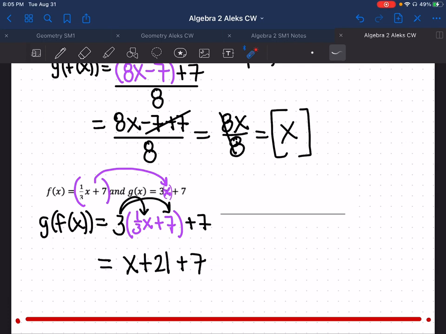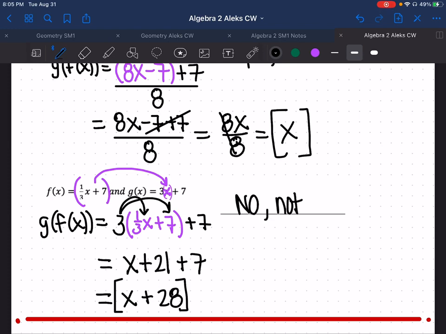All right, I'm going to go ahead and combine my like terms. That would be my positive 21 and my 7, which gives me x plus 28. There's nothing more I can do to simplify. I have nothing over here. There's nothing here. So I can't solve, right? I'm not solving, I'm just simplifying. There's nothing more I can do. This is what I got when I simplified. So my answer would be no, they are not inverses.